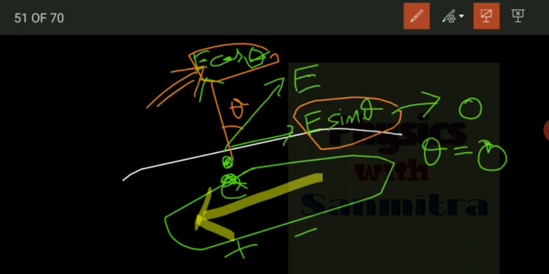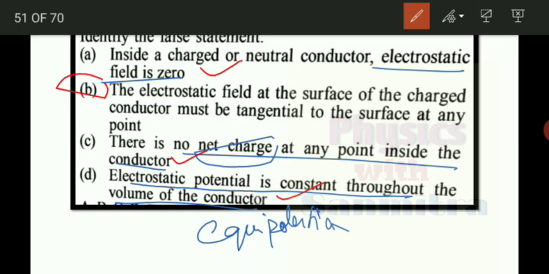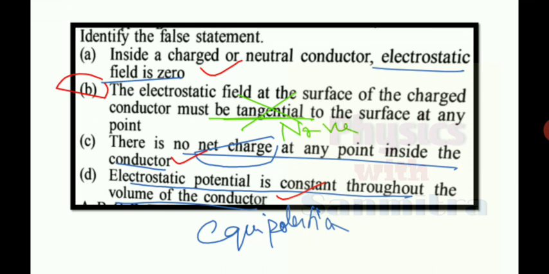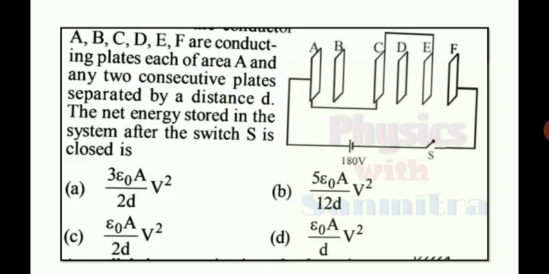So the electric field is said to be tangential. That is fully wrong. It must be normal, and there should be no tangential component at all. So my correct answer, the false statement, is B. It should not be tangential.